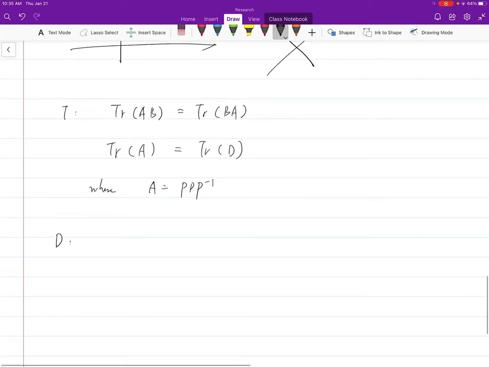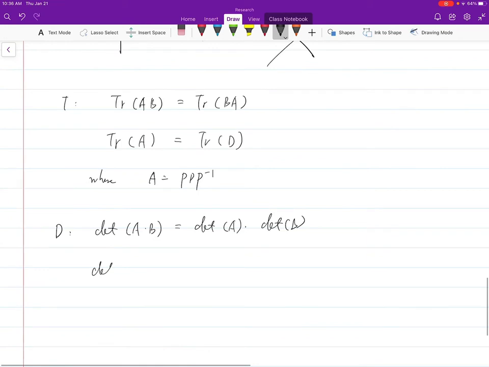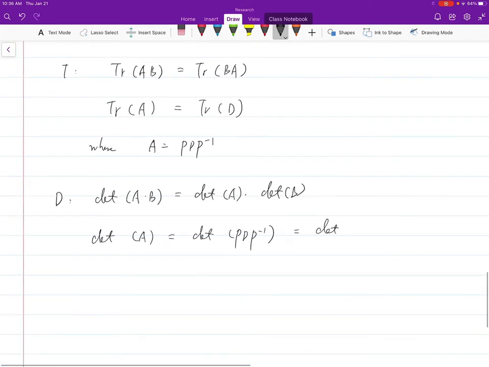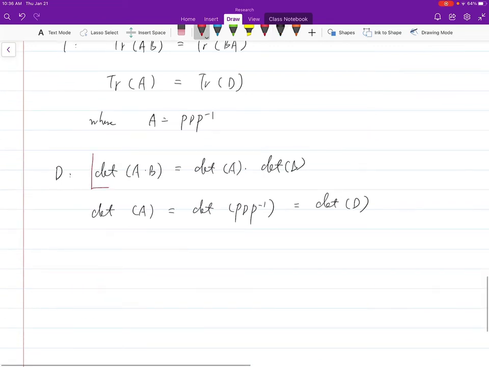Second, to prove the determinant, you can also prove it because determinant of AB equals determinant of A times determinant of B. Therefore, determinant of A equals determinant of PDP inverse, which is going to equal determinant of D, because determinant of P and the determinant of P inverse cancel each other. Okay, that is based on the property of determinants.